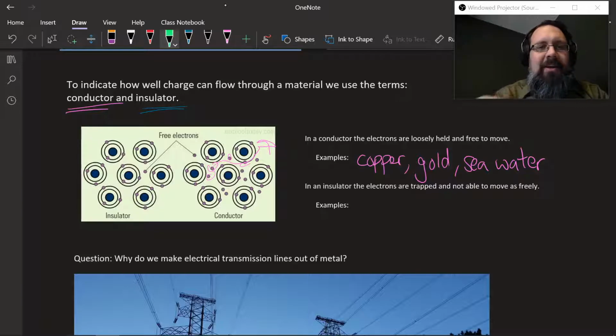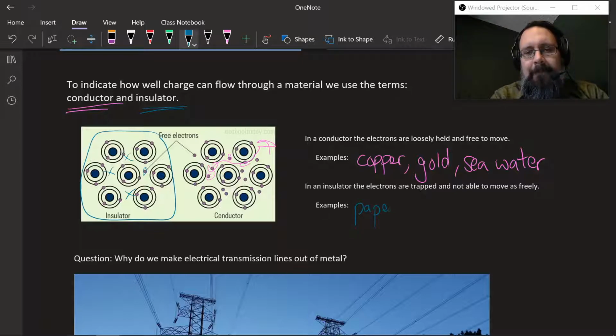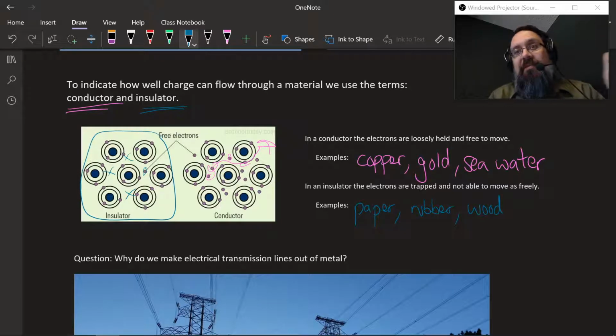And an insulator is where the electrons are trapped. You'll notice over here in the insulator, there aren't really any free electrons. Like there's one right there, but there's really not many others. That's because all the electrons are stuck on the atoms. They're not really able to move around. Some examples of insulators are paper, rubber, wood, cotton. Those are things that you wouldn't expect electricity to flow through. So basically conductors allow electricity to flow and insulators resist electricity flow.